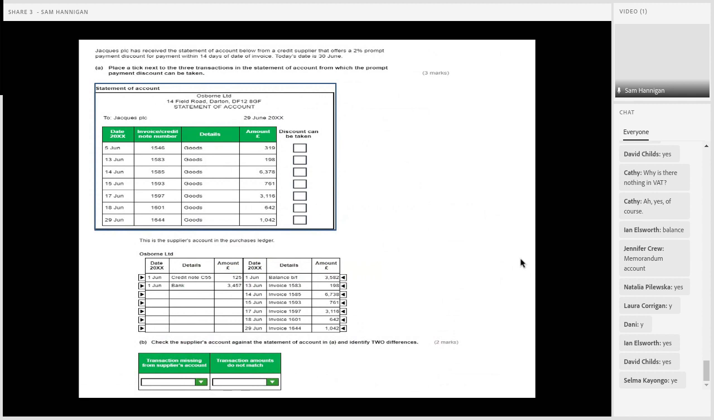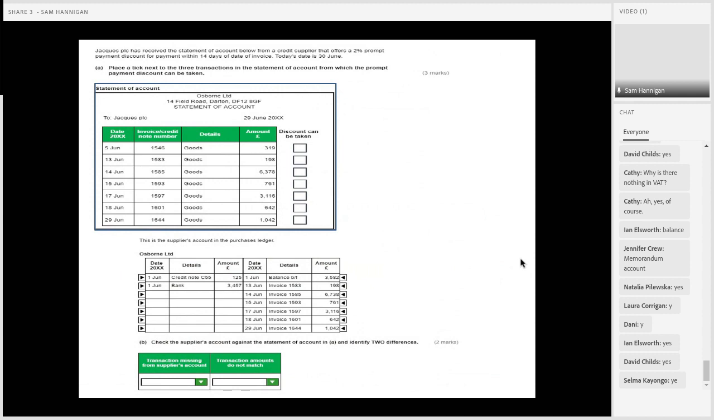These are also ones that students tend to not really like, because there's quite a few transactions. Like I said, these are just exam style questions. It says, place a tick next to the three transactions on the statement of account from which the prompt payment discount can be taken. Jack's PLC has received a statement of account from a credit supplier who's offering 2% prompt payment discount for payment within 14 days. Today's date is the 30th of June. So 30th of June minus 14 would give me the 16th. So anything from the 16th onwards, he could take discount.